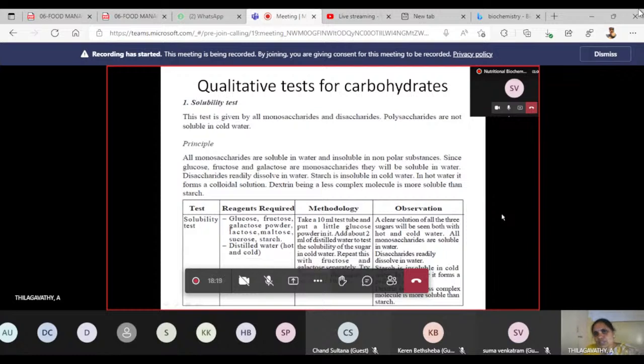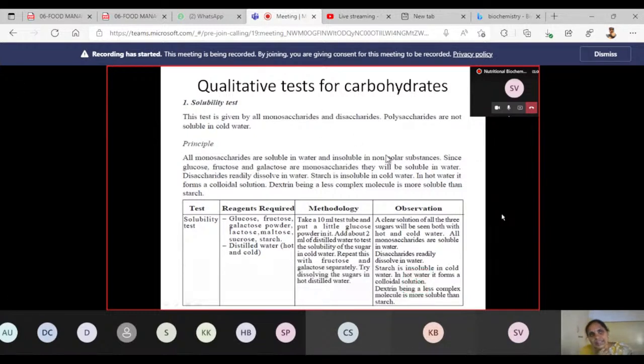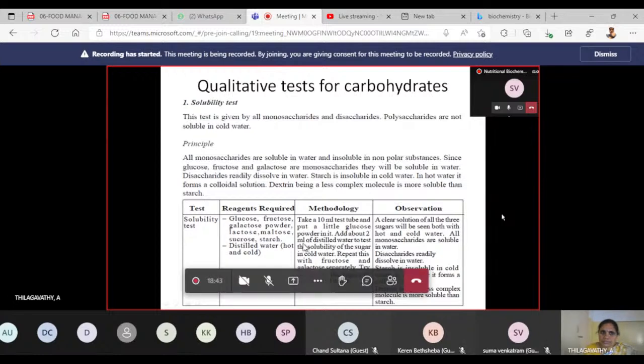Now, what are the tests which you can do for carbohydrates? So, all of you, please listen carefully from this. Try to understand, and anything you don't understand, you can stop me. What are the different tests which you can do for carbohydrates? Can you tell me what are qualitative tests? What do you mean by qualitative tests? Where we find out what is the compound or substance present in the solution, not the amount. Yes, finding out what is present.